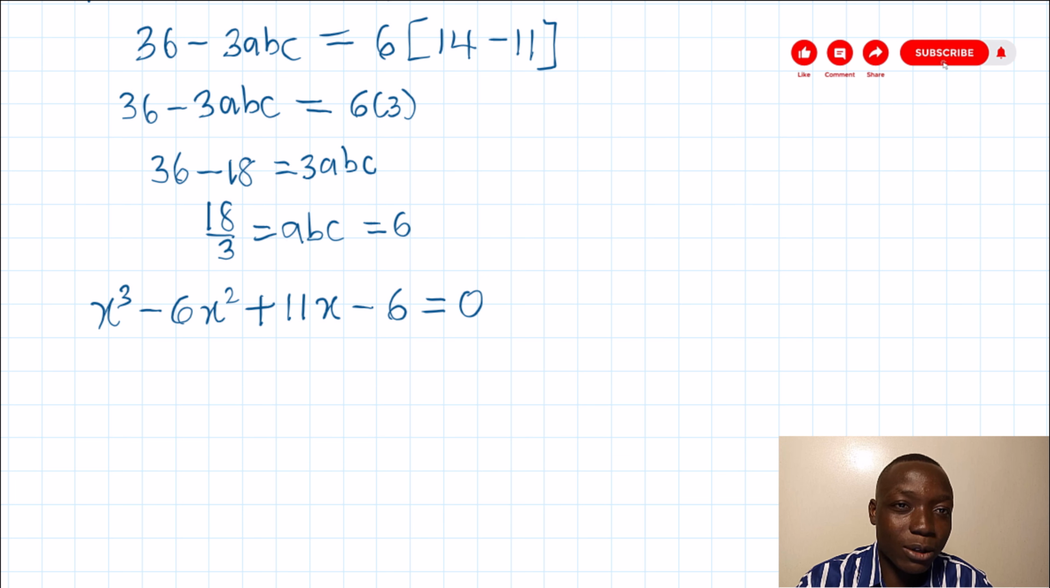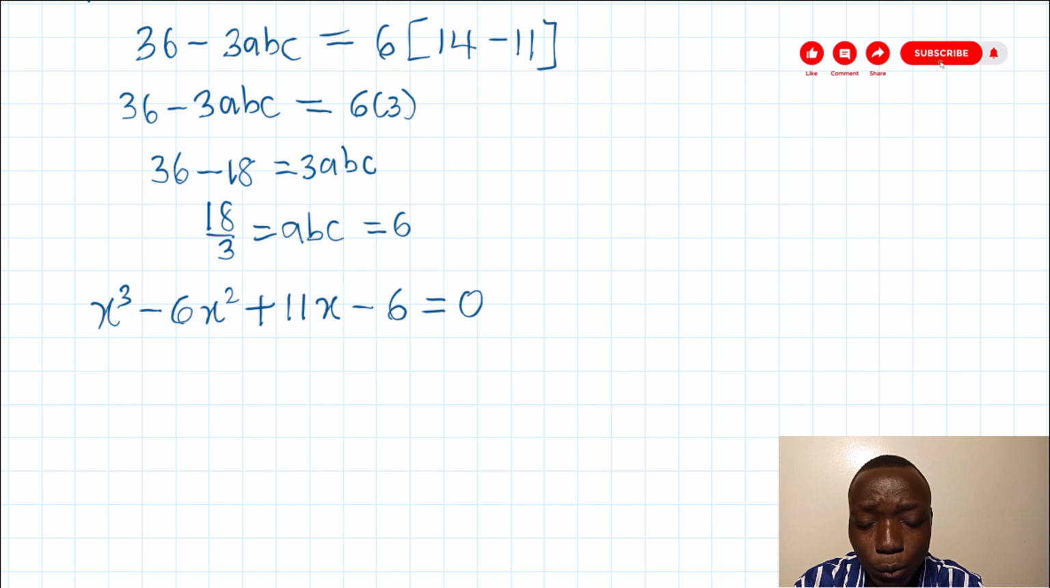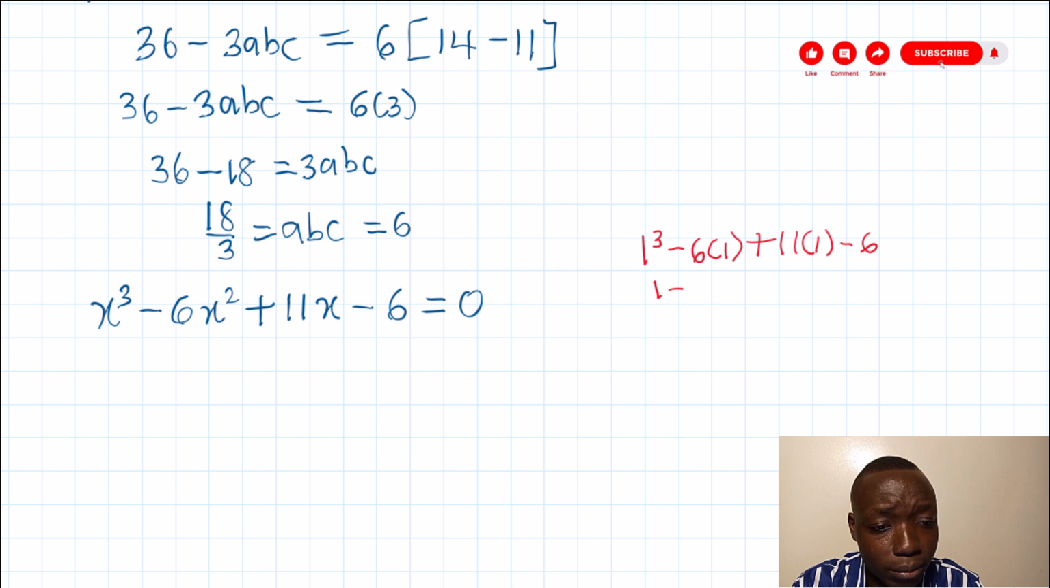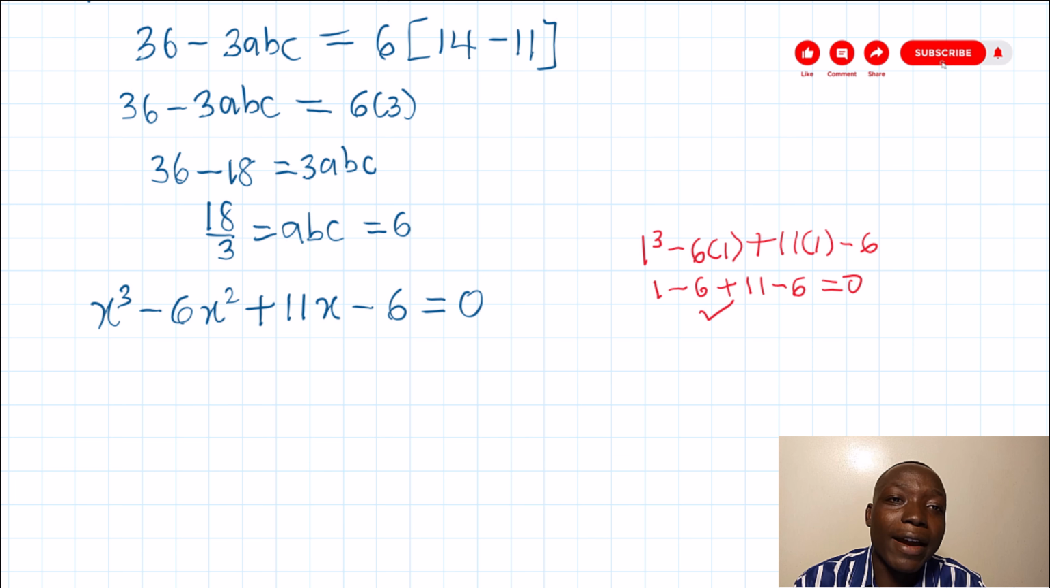And of course, you know how to solve cubic equations. You use the remainder theorem or the factor theorem. We're going to test a number to see which one works. And from there, we're going to divide the polynomial and reduce it by 1 degree. All right. So let's test 1. If you substitute 1, 1 cubed minus 6 bracket 1 plus 11 bracket 1 minus 6. So this is 1 minus 6 plus 11 minus 6. This gives us 0. So x equal to 1 is a solution to this cubic equation.